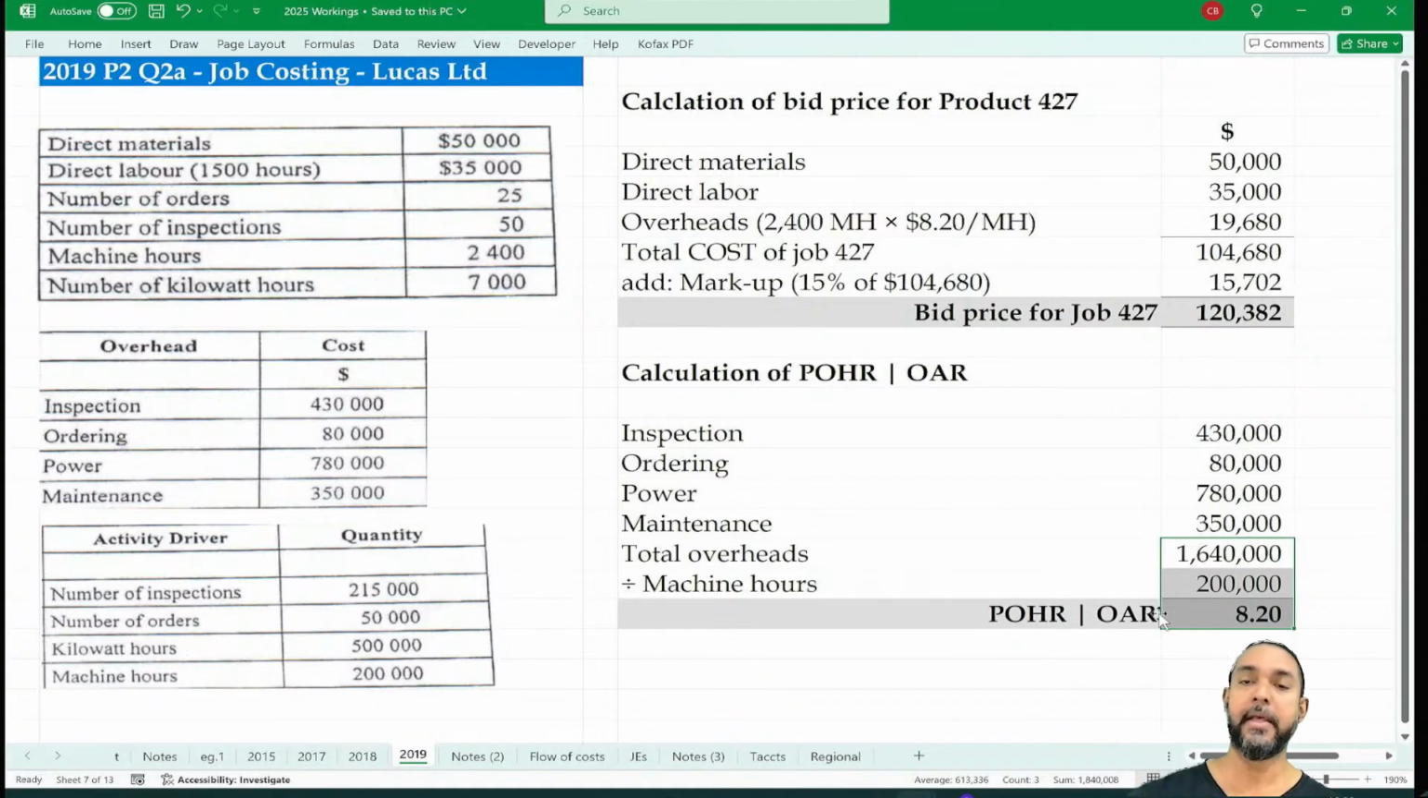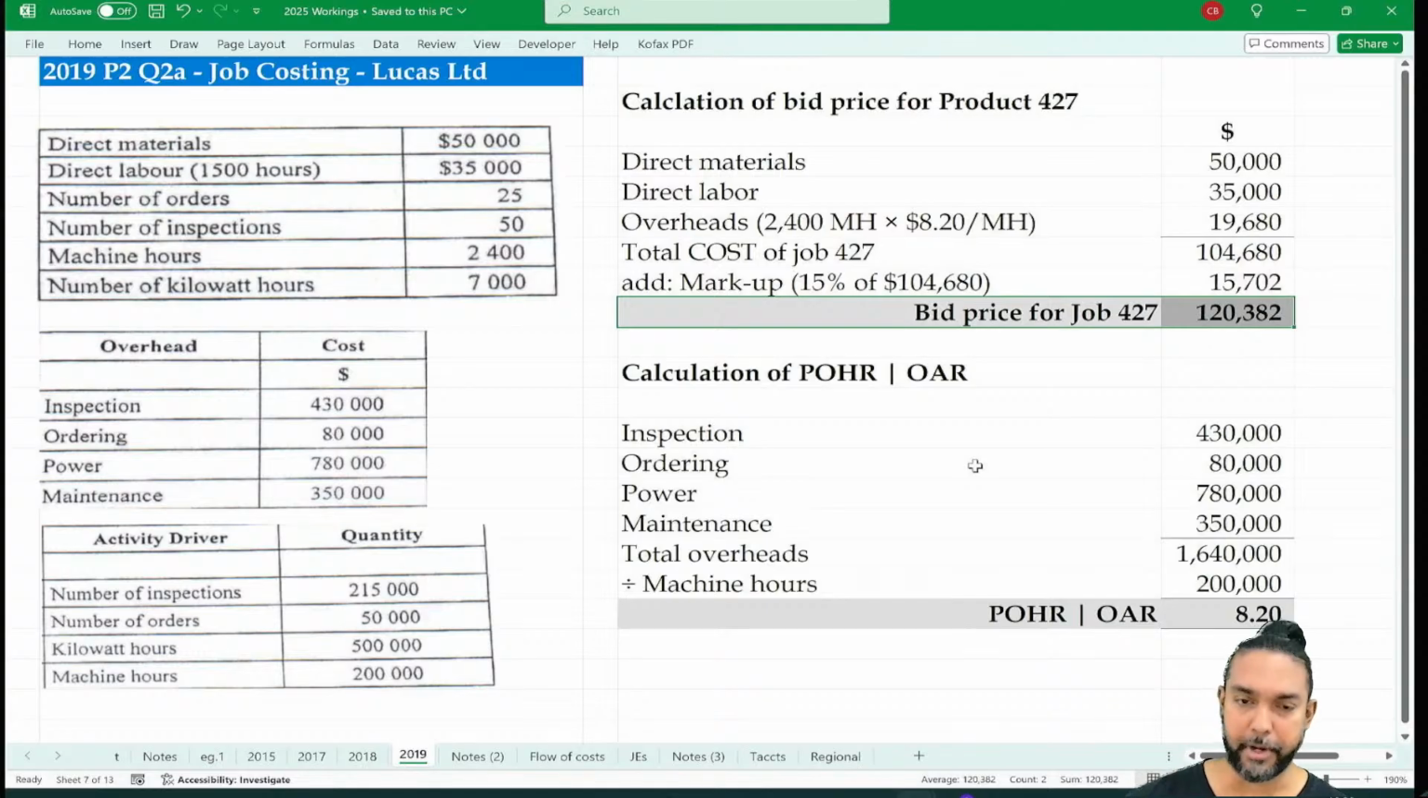$8.2 per machine hour. And then to calculate the bid price, we added the materials, we added the labor, and then the overhead. So we had 2,400 machine hours for the job, multiplied by $8.2 per machine hour to apply overheads. And we added those 3 costs together to get the total cost of job 427. Then we found 15% of that cost and added it onto it, which gave us the bid price for job 427.